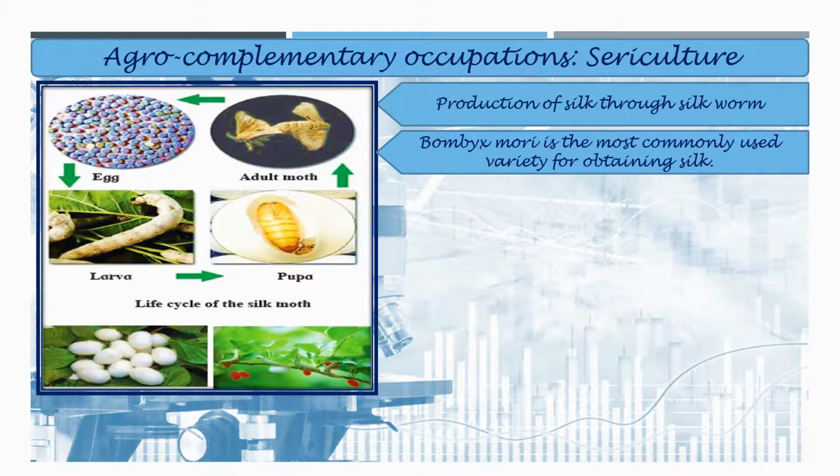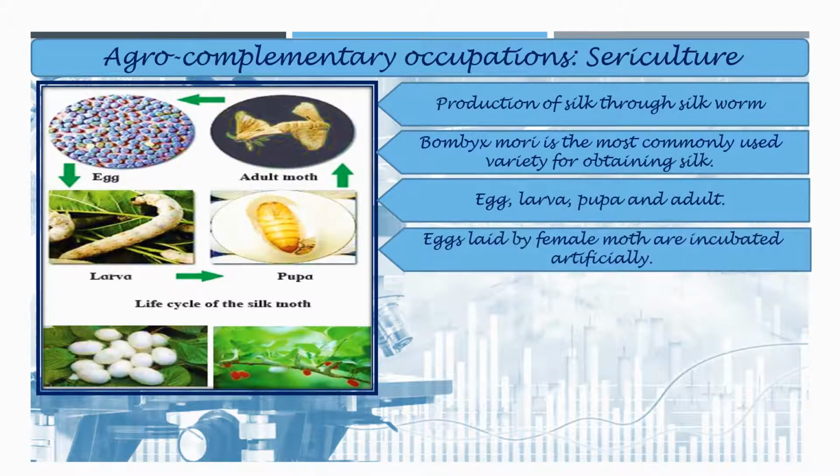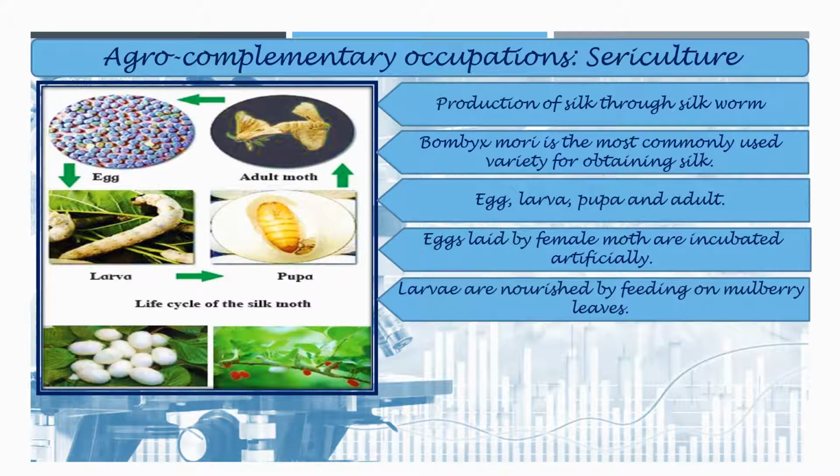And in the life history of the silk moth, Bombyx mori, there are 4 stages, that is egg, larva, pupa, and adult. Eggs laid by the female moth are incubated artificially to shorten the incubation period. And larvae are nourished by feeding on mulberry leaves, and after feeding for 3 to 4 days, larvae move to branches of the mulberry plant. The silk thread is formed from the secretion of their salivary glands.